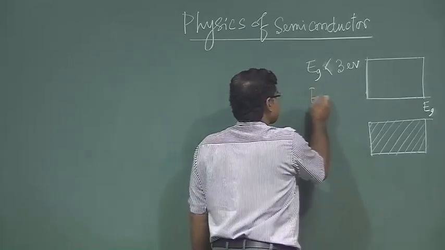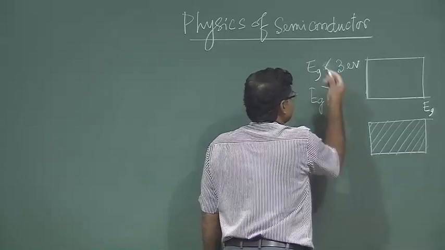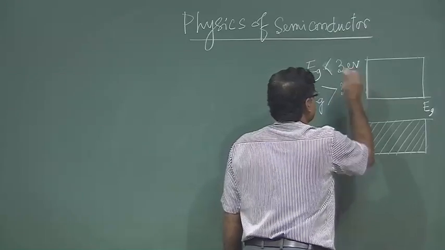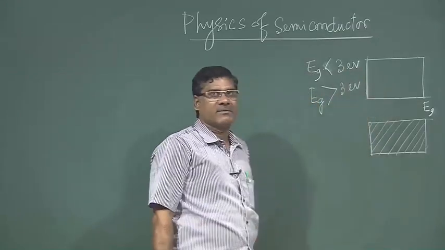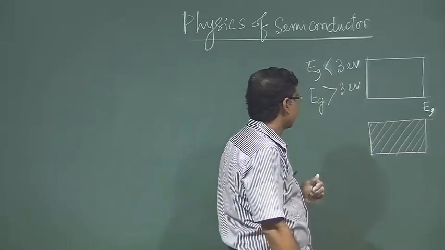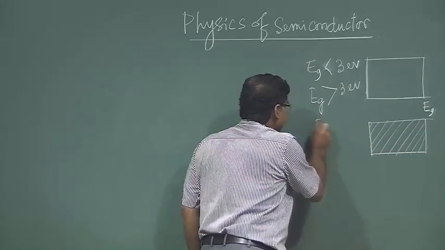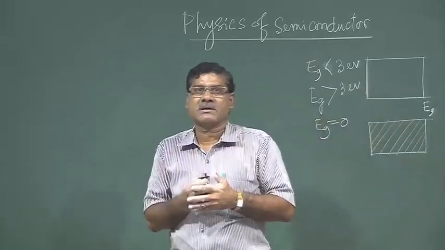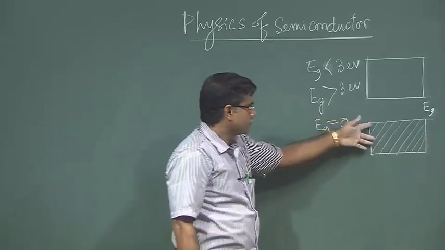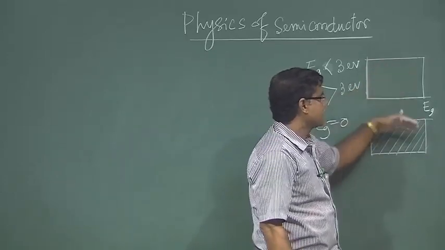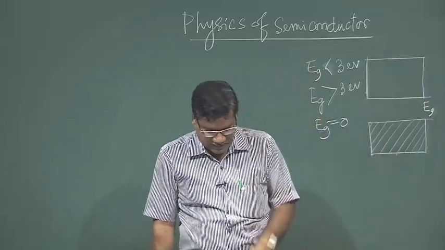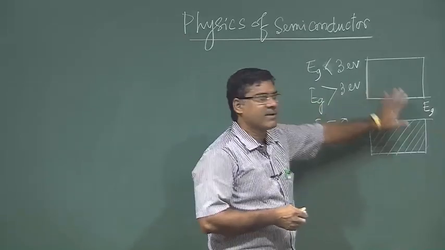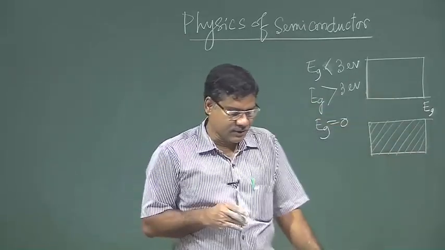When Eg is quite high, generally greater than 3 or 4 electron volt, whatever, then it will behave as an insulator, right. And when Eg equals 0, that means these two bands overlap, there is no gap between them, then the electron will have many energy levels to move. So, we will get conduction electrons and then it will behave like a metal. So, that I have discussed with you.